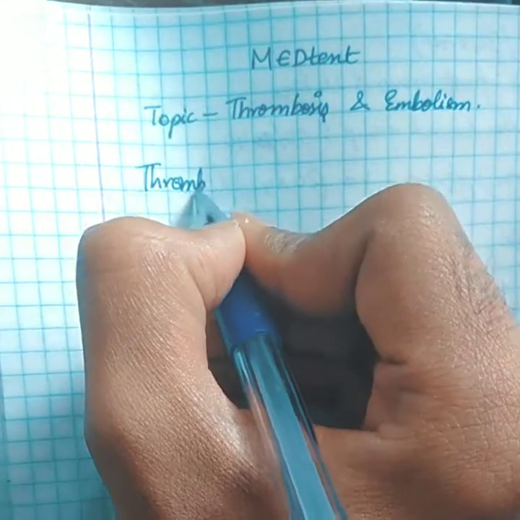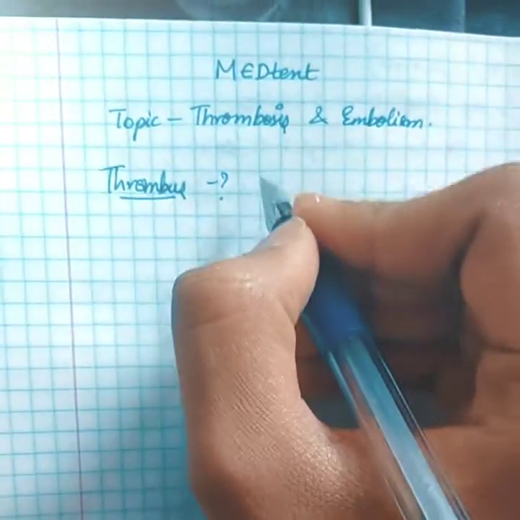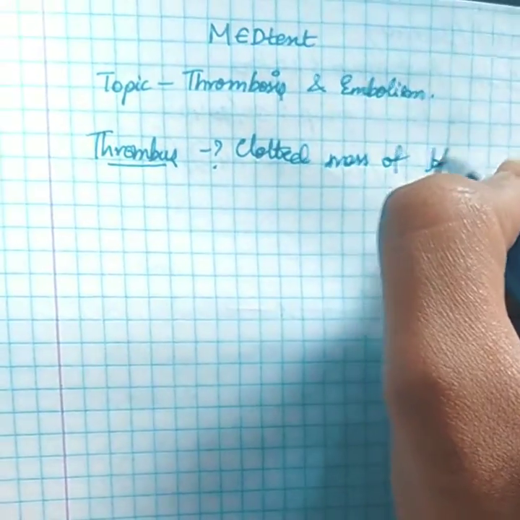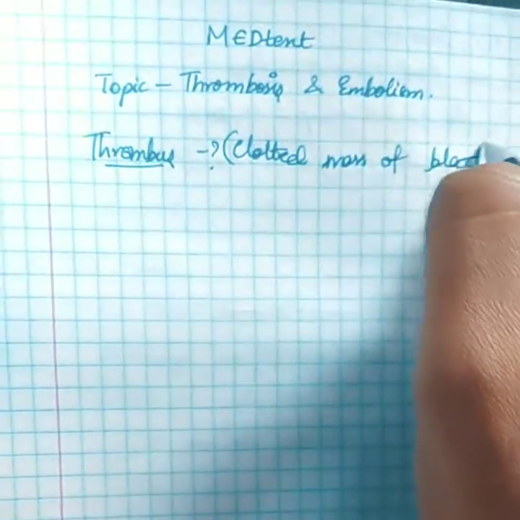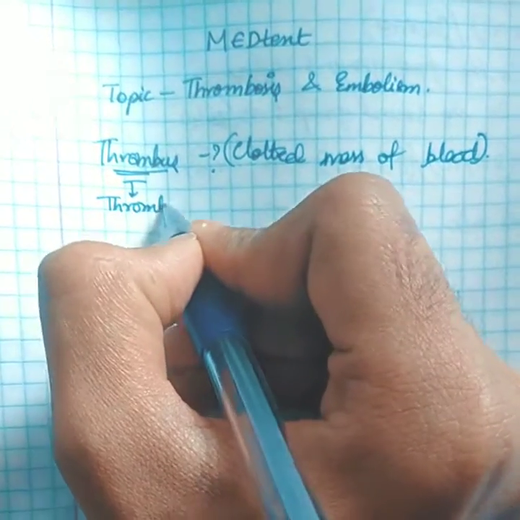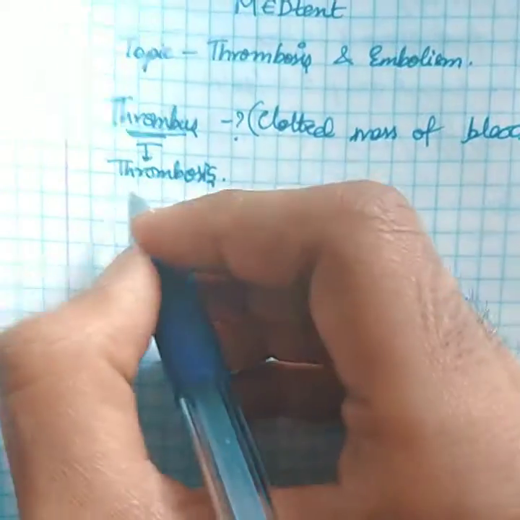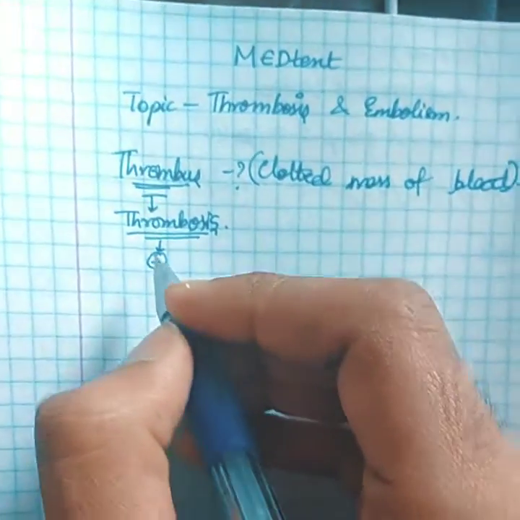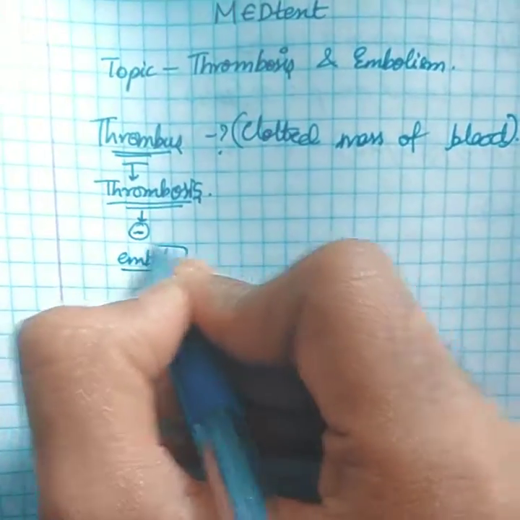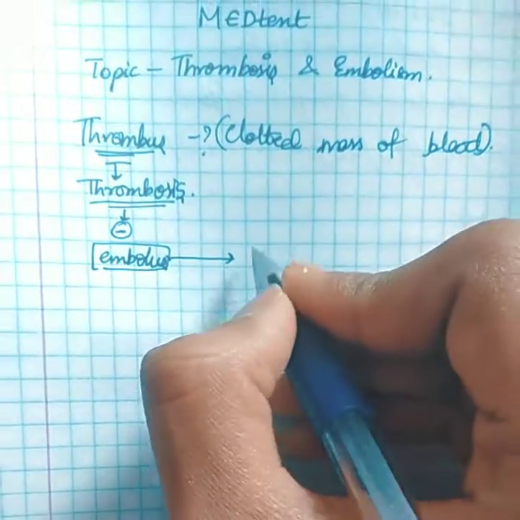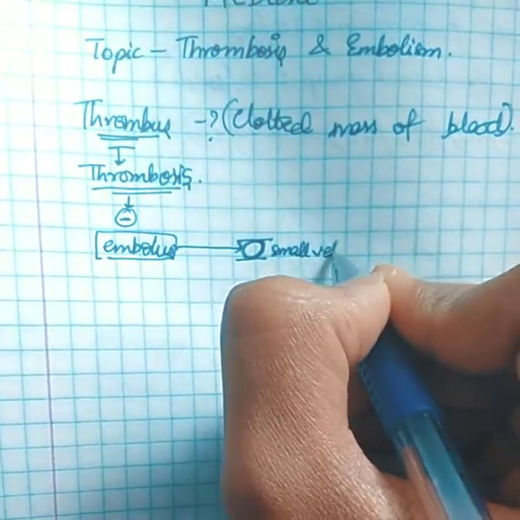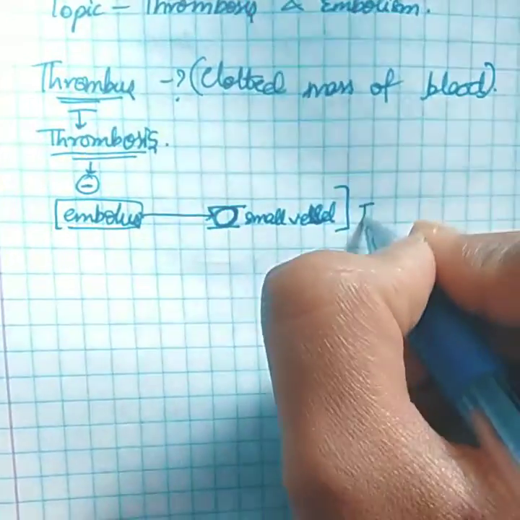What is meant by thrombus? Thrombus is a clotted mass of blood, and the formation of this thrombus is called thrombosis. In some cases, the thrombi can break and form an embolus. And this embolus can travel all the way and can sit at a small vessel. And this is called thromboembolism.